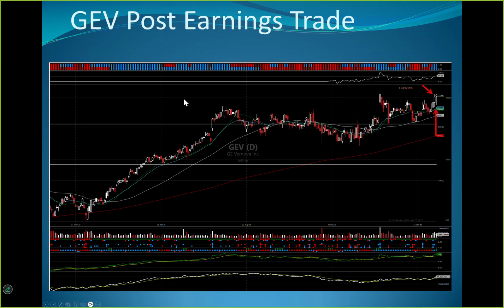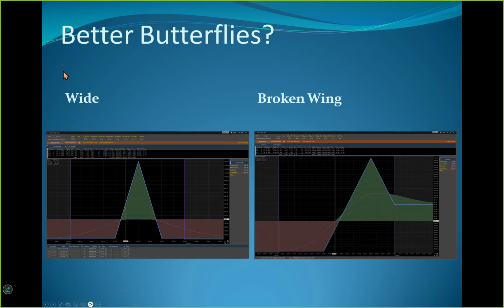So it's a perfect setup. You can almost argue kind of a cup, maybe another cup and a handle and a breakout. Great earnings. So what I did is I bought a butterfly. And those that have watched my training before know that I hate regular butterflies. This is a wide butterfly, meaning that there's a lot of space here, and a typical butterfly is even thinner.